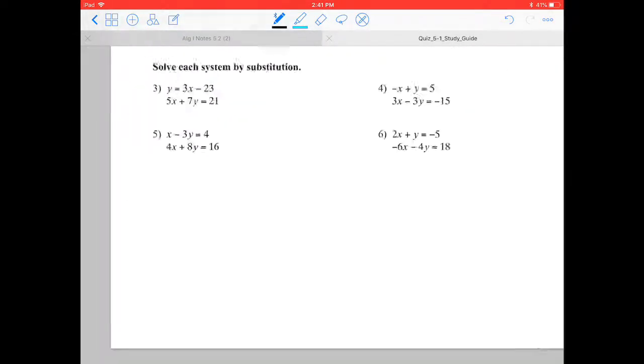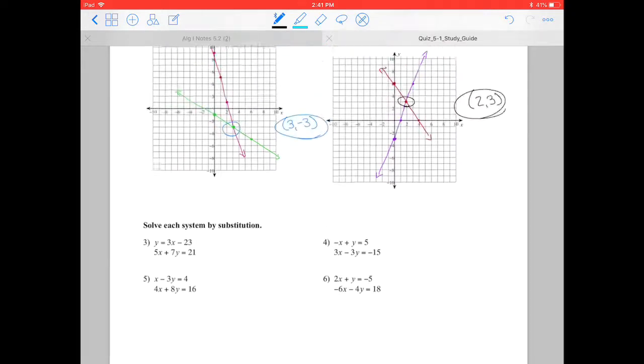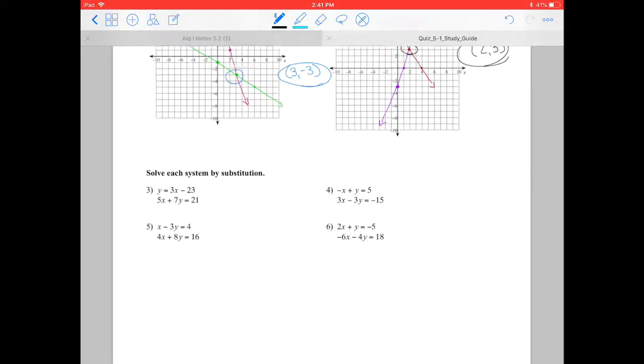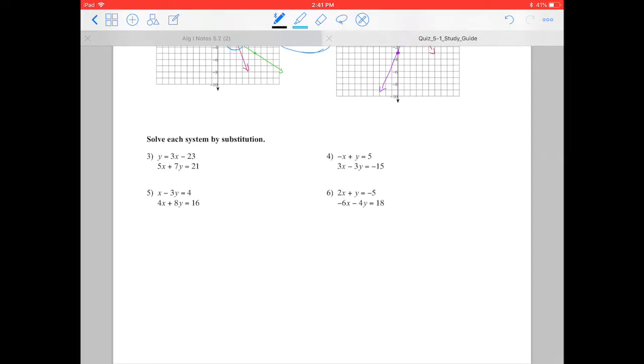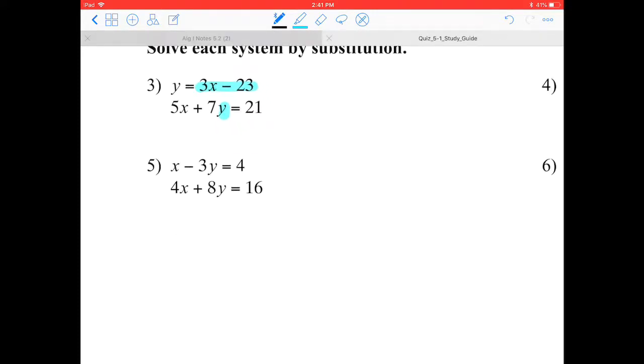I don't have a lot of space. This wasn't intended to be done on the paper itself, so I figure 2 graphing examples, and I'll do 2 substitution examples. I probably shouldn't do number 3 because I think number 3 is probably like the easy one for you guys. 3x minus 23, that's y, so you'll plug it in right here for y and do your substitution. So I think that one's pretty easy. So let's do number 5.